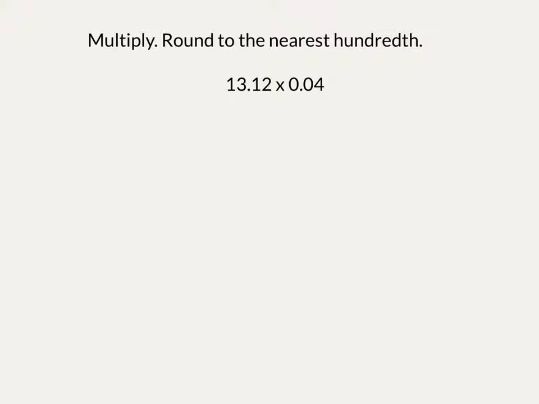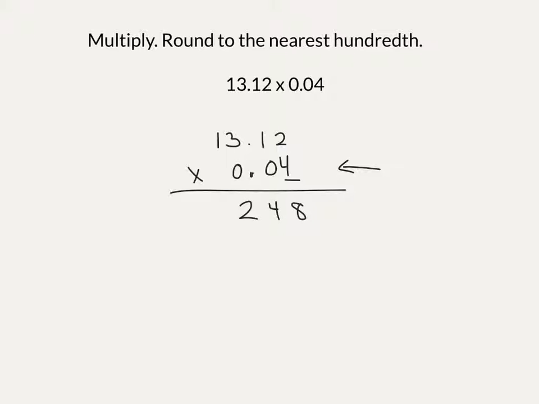Multiply 13 and 12 tenths times 4 hundredths. Here we have two decimals that we're multiplying together. We'll start this the same way. We'll write this vertically, and you need to line up the decimals when you write these two values. Now we're going to multiply the 4 times every digit in the top number. 4 times 2 is 8, 4 times 1 is 4, 4 times 3 is 12, so we'll write the 2 and carry the 1, and then 4 times 1 is 4 plus 1 is 5.